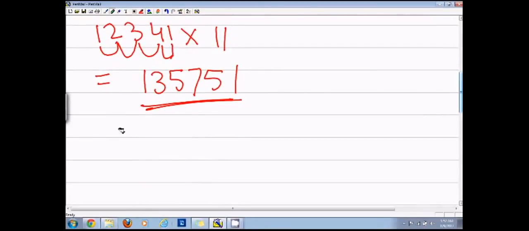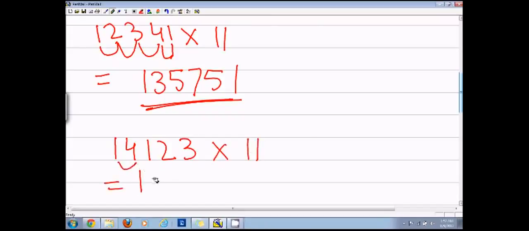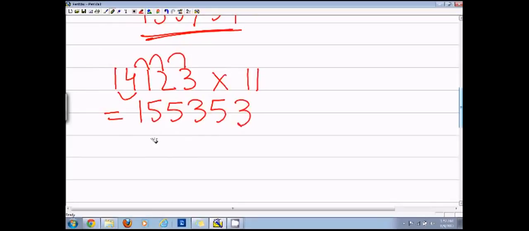Another example will be 14123. In this case, if you multiply it by 11, the answer will start with 1, and 4 and 1 is 5, 1 and 2 is 3, 2 and 3 is 5, and then we have 3 in the end. So the answer is 155353. Now this method is a quick way.